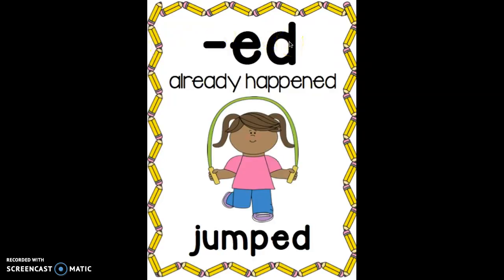Here, ed is a suffix that makes this sound, t. It can make the t sound, along with some other sounds too. That means something already happened. It can change this root word of jump to say jumped. That means you already did it. You already jumped.